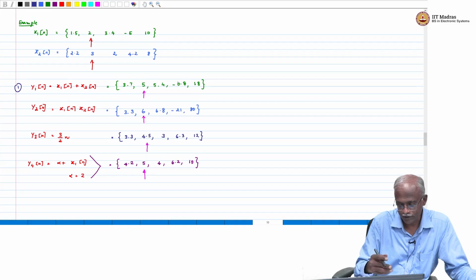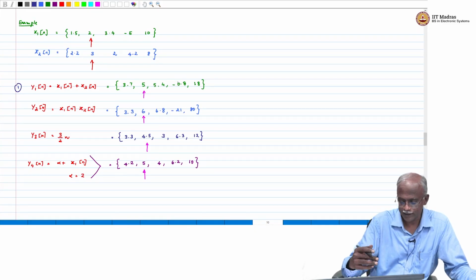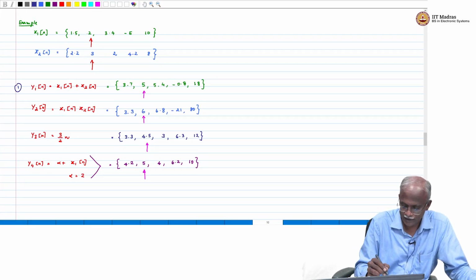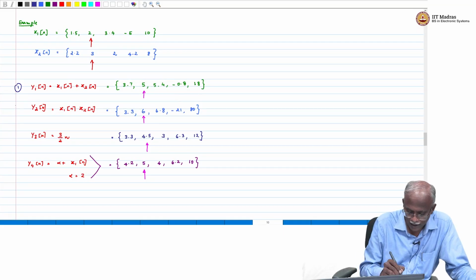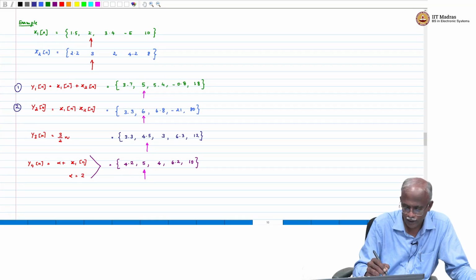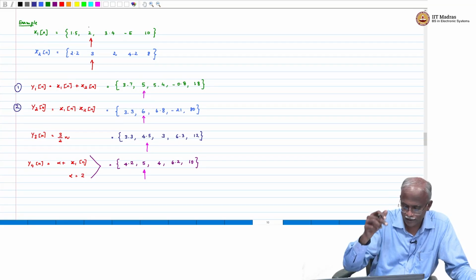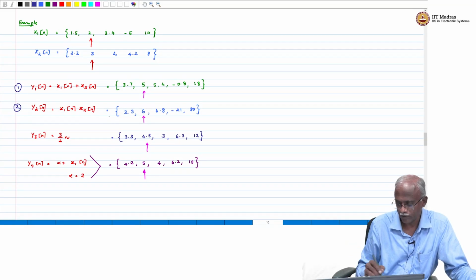Here are the sequences of numbers, and basically we add them sample by sample. If you take sample 0, it is 2 plus 3, which is 5. Sample 1, 3.4 plus 2, is 5.4. So, you can verify. Similarly, for multiplication, you multiply each sample by the corresponding value. Take n equal to 0, you have 2 and 3, and 3 times 2 is 6. You can verify that all of the samples are multiplied.